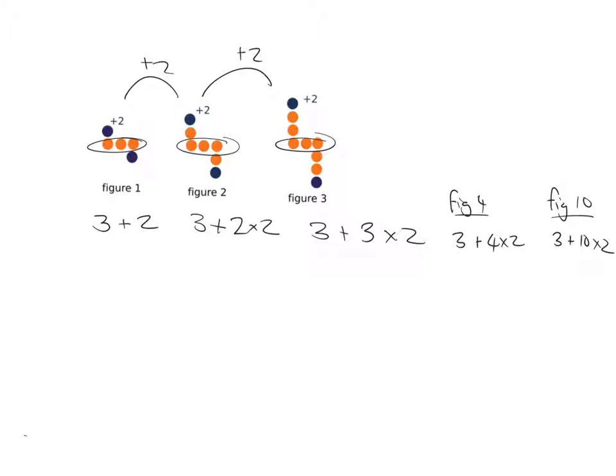get these to real numbers, right? This is 5 in the first figure, then you've got 7 in the second, and then you've got a 9 in the third, and then you've got 11 here, and you've got 23 in figure 10.